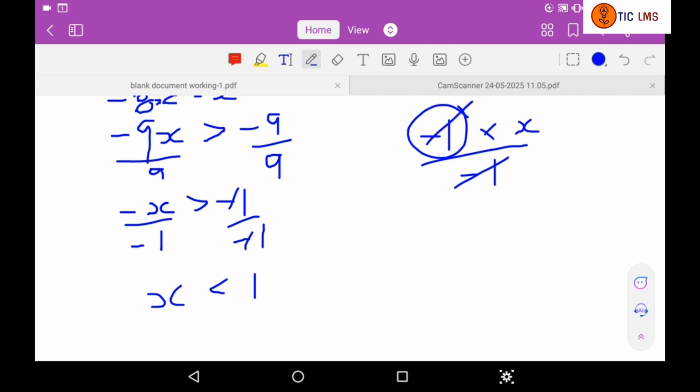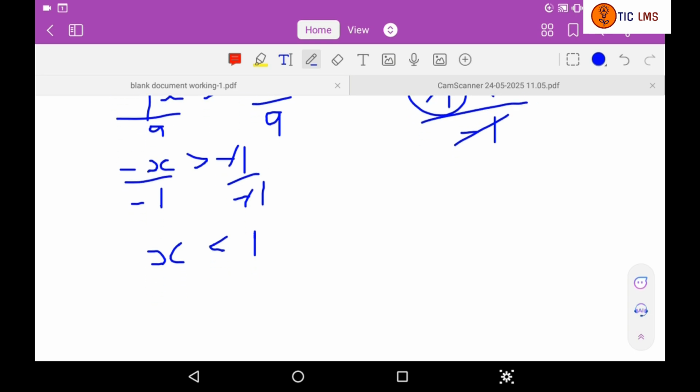Now what are the values that are less than 1? Here we have 0, start from 0, negative 1, negative 2, and so on and so forth. So that is the answer for the first question there.